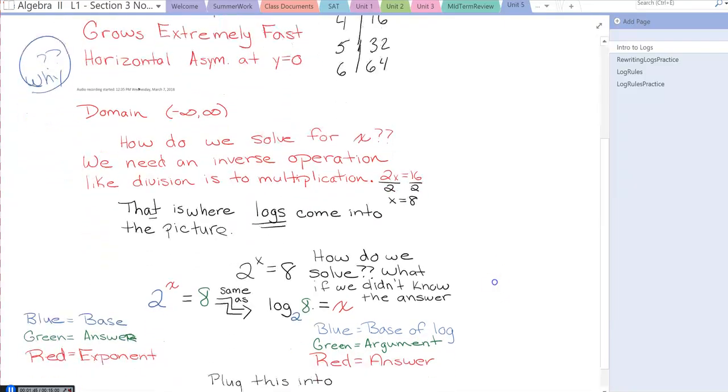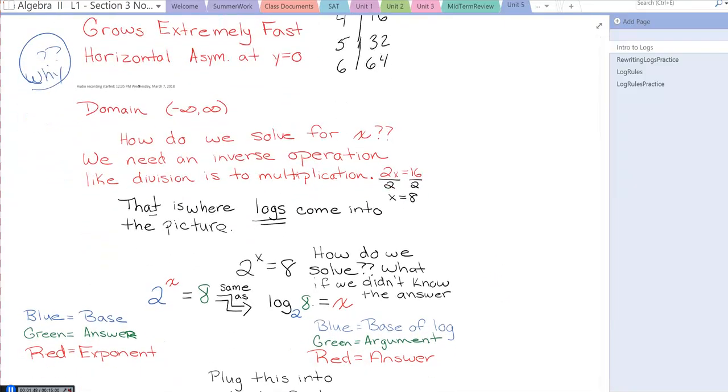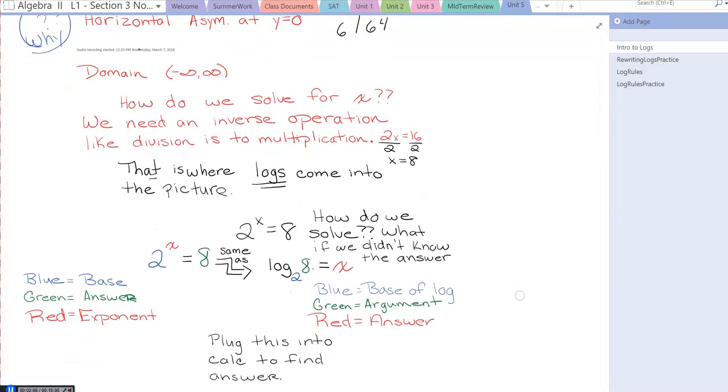If we had something like this, 2 to the x equals 8, how would we solve if we just didn't know the answer? Obviously this answer is 3. That's trivial, but how do we know if it was a bigger number, something we didn't know off the top of our heads? And now this is how we would do it. So we would have to take the 2^x equals 8 and rewrite it into log form.